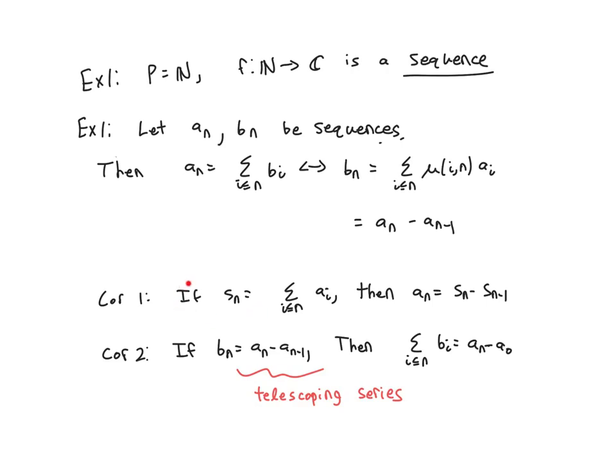Now I'll state it in the way we actually see it in Calc 2. So you've actually seen this in Calc 2 before. What happens when you're talking about a sum of a sequence from i goes from 0 up to n? You're talking about partial sums. So I'm going to replace b with a and a with s here. The thing on the left-hand side is a partial sum from Calc 2. So one of the corollaries is that if S_n is a partial sum from Calc 2, then the nth term can be found by taking the nth partial sum and subtracting off from it the previous.